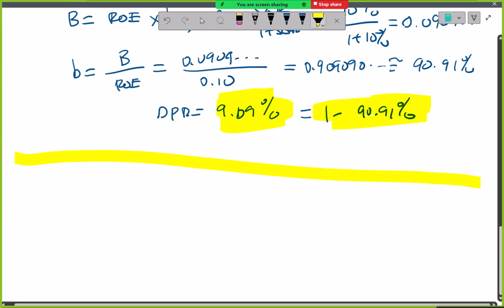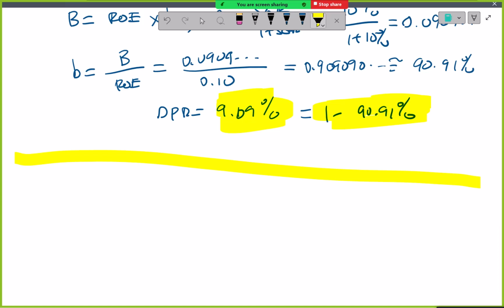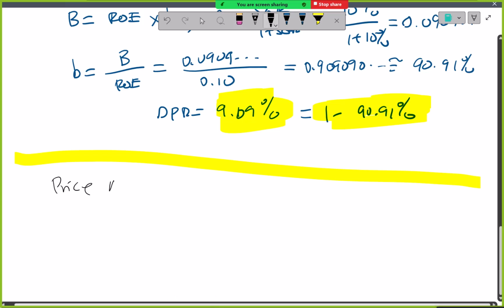All right. Now, let's talk about price multiples.